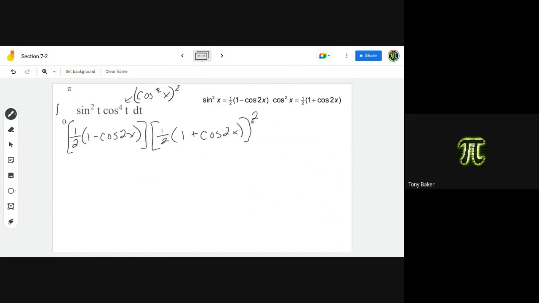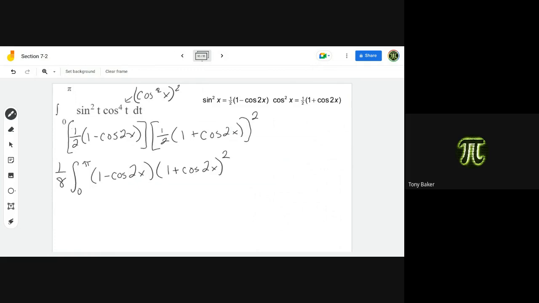All right, so I have a half here and a fourth here, basically. So I can pull out an 8. I'm going to take out that number there, so I don't have to worry about that. And now I'm left with 1 minus cosine 2x times 1 plus cosine 2x, squared. That's actually where I was headed with it. Good.